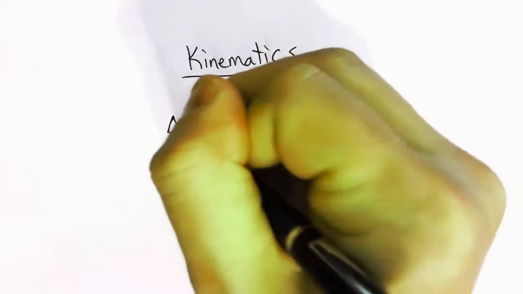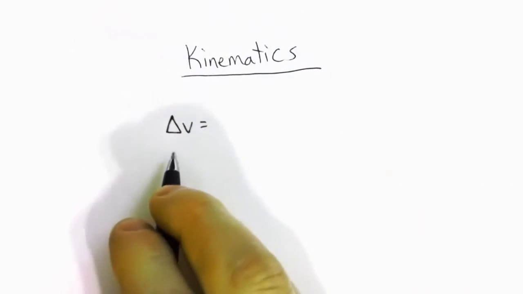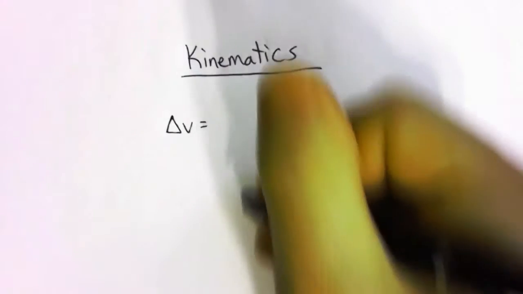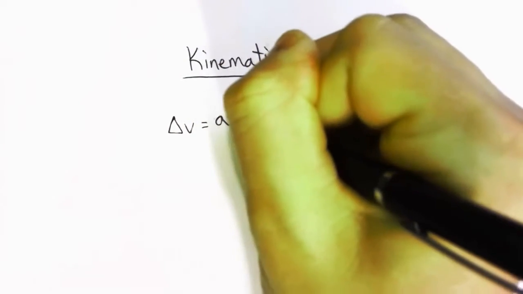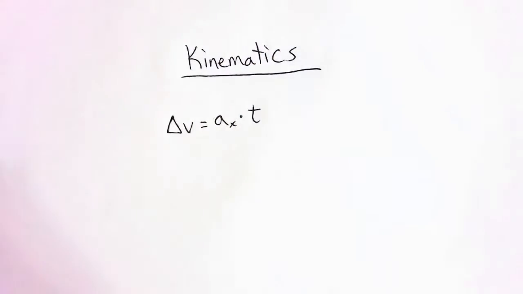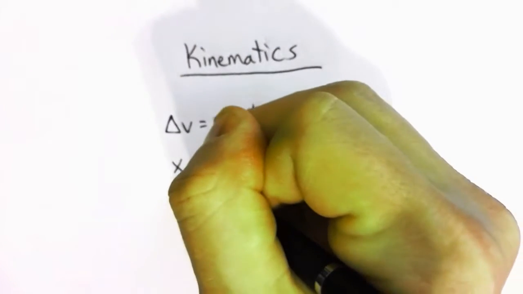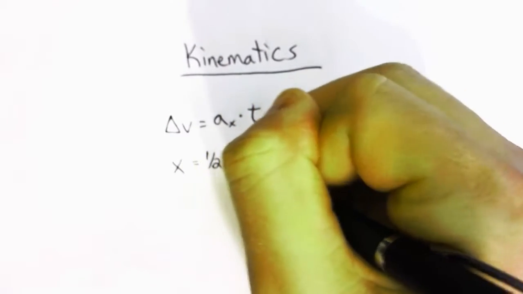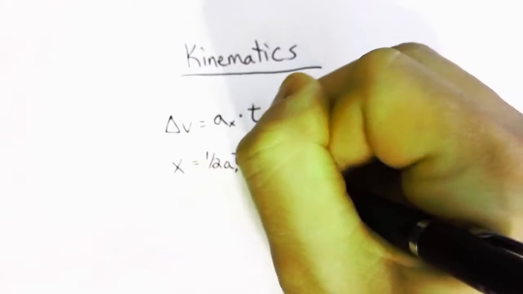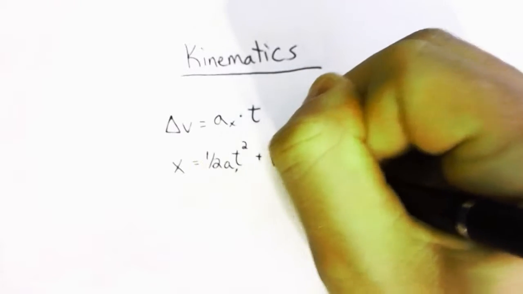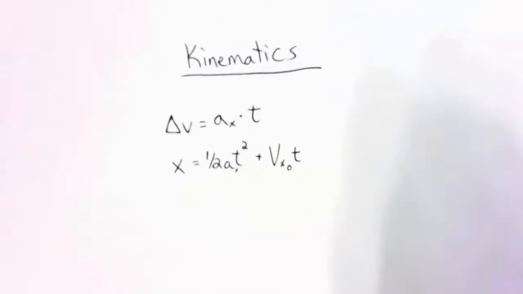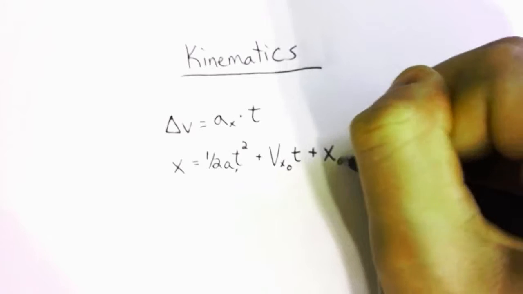We're going to write change in velocity, which remember is always final velocity minus initial velocity, equals acceleration multiplied by time. And the second kinematic equation we'll write, I'll also rewrite this one just a bit differently than you're used to seeing it, but we're going to write it as final distance or final displacement equals 1/2 a t squared, acceleration times time squared, plus initial velocity times time, plus initial position.